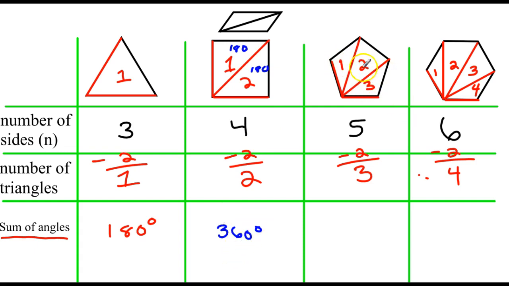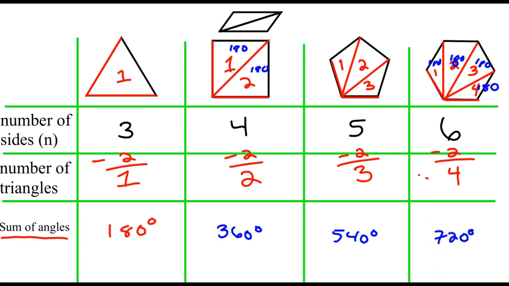3 triangles here, 180 in each. I can say 3 times 180. I get 540 degrees there. 4 triangles: 180 degrees here, 180 here, 180 here and 180 here. That's 4 times 180. That gives me 720 degrees.